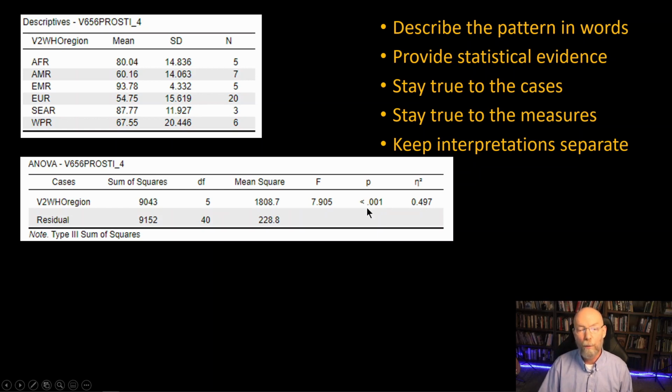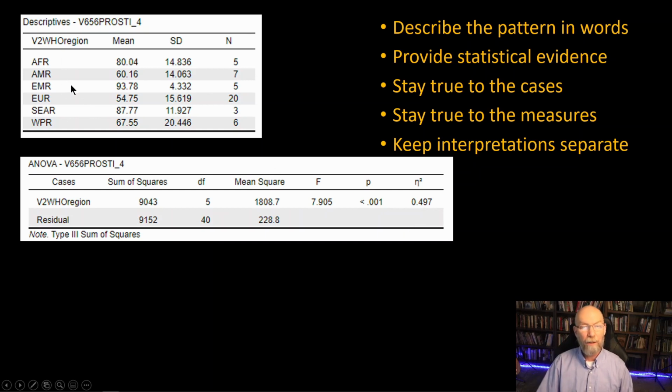P is less than 0.05. We do reject the null claim that the means for all the categories will be the same. So the shape is pretty clear. Big differences. We know they're big differences because we have an effect size measure.